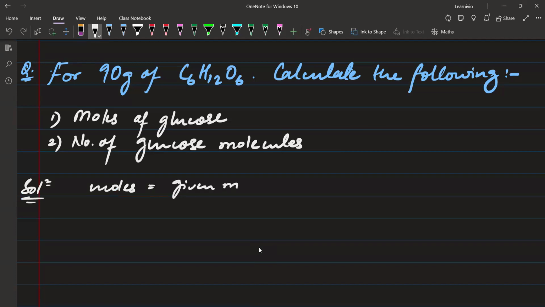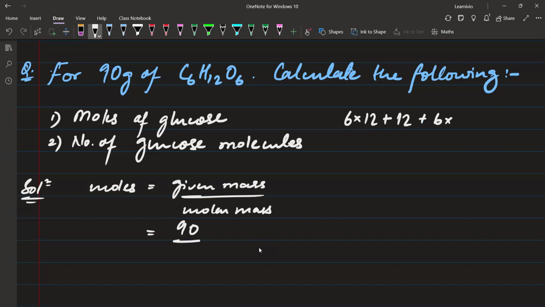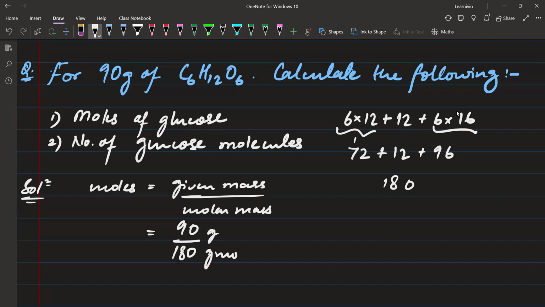Given mass by molar mass. That is mass 90 grams. The molar mass we can calculate. For C6, 6 into 12, plus 12 for hydrogen, plus 6 into 16 for oxygen. 12 into 6 is 72, plus 12. 16 into 6 is 96. So 72 plus 12 plus 96 is 180. The molar mass is 180 grams per mole. That's 1 by 2 moles, or you can write 0.5 mole of glucose. Copy this down.